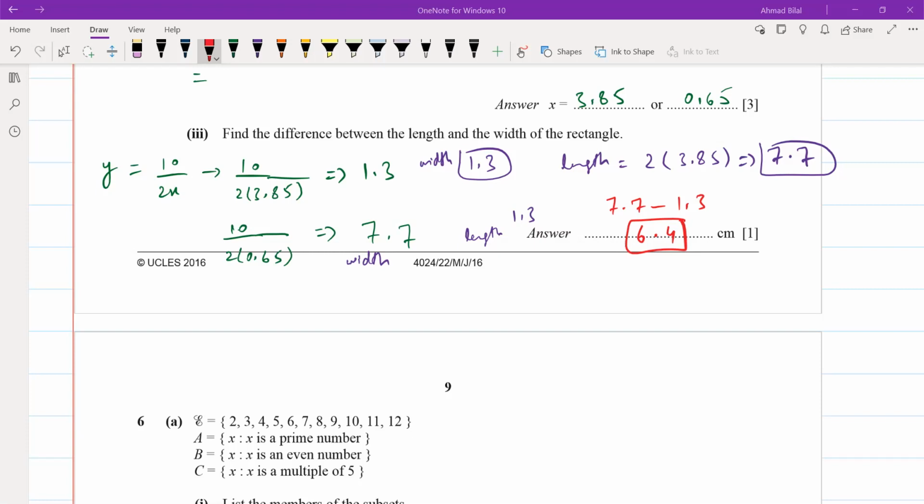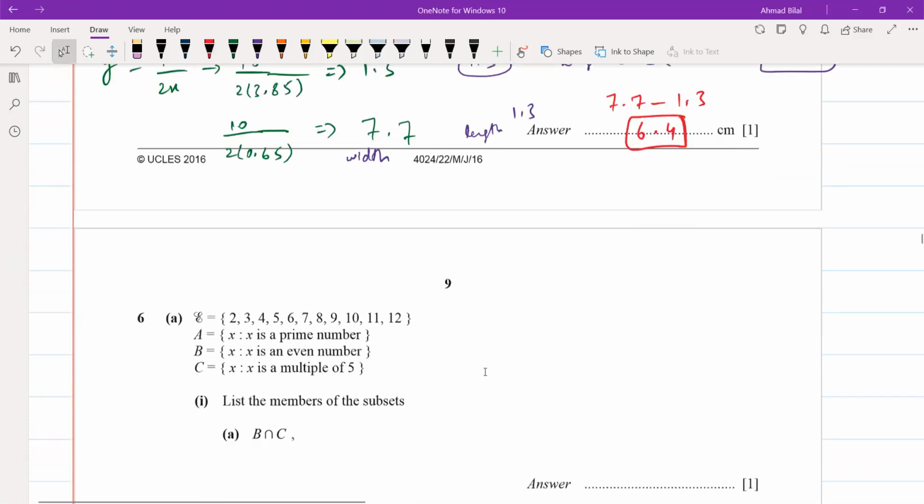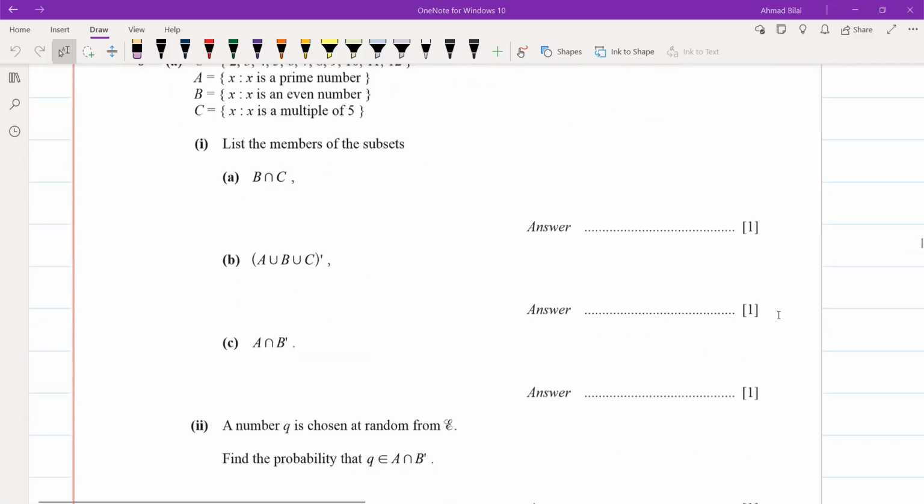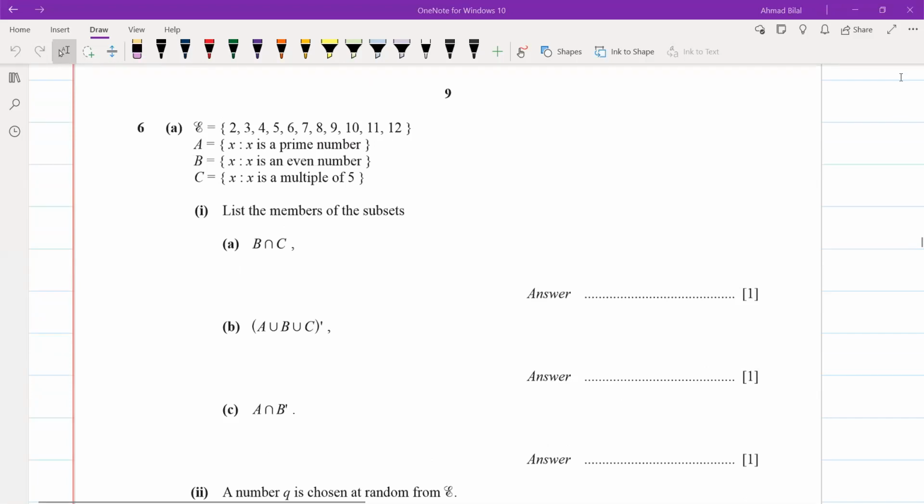Okay. अच्छा, let's do this last question before we end today. Question number 6. Okay, all right. Let's do question number 6, and then we will end. We will do that the rest tomorrow, inshallah.